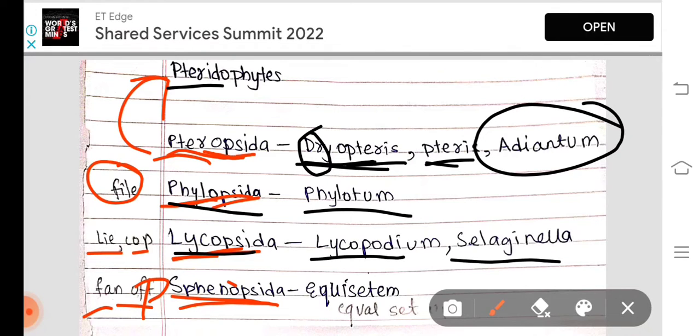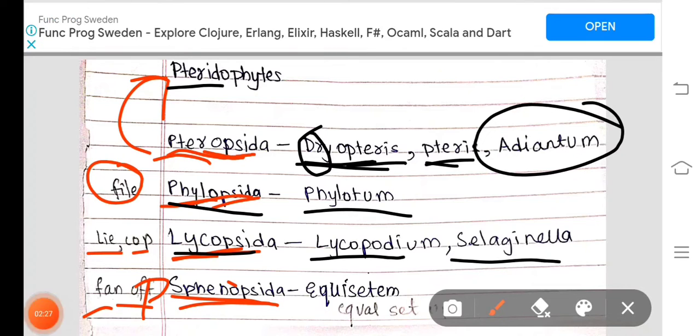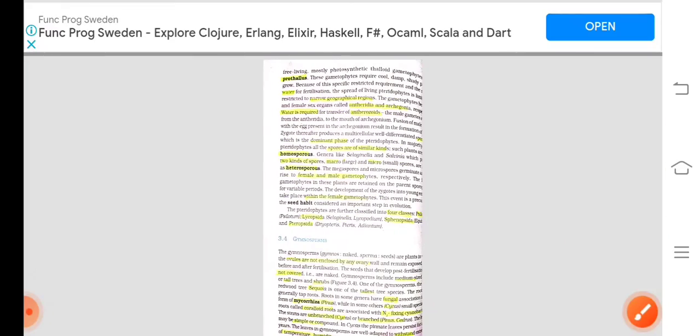Selaginella is repeating so many times that you will automatically be able to remember it. In case of Sphenopsida, Equisetum. How to remember this Equisetum? Through equal setup. It looks like you're saying equal setup, so Equisetum. These are the examples of pteridophytes.